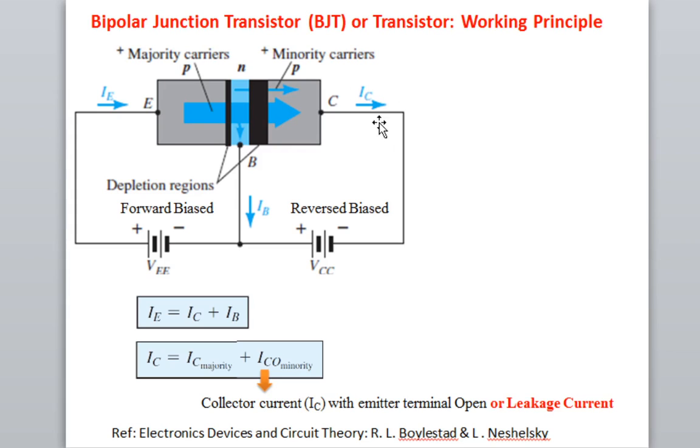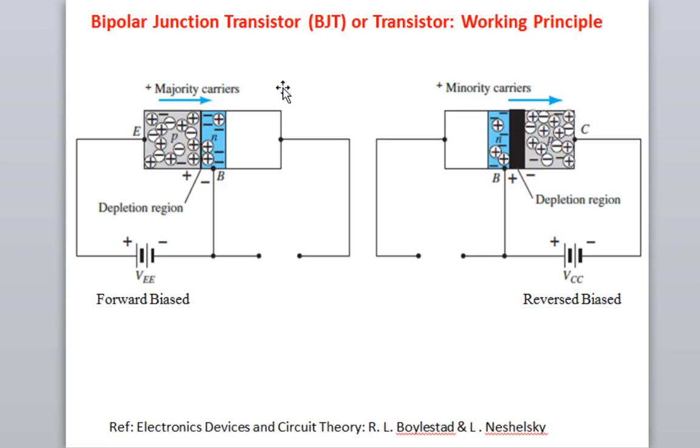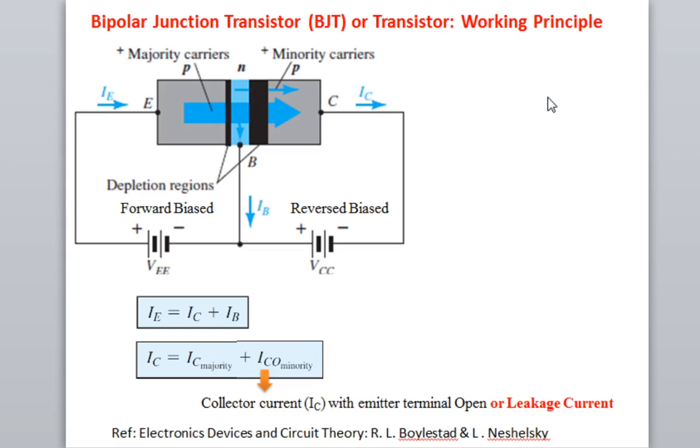And if we separately write the expression for the collector current, this collector current is basically a superimposition of two currents, that is, collector current due to majority charge carriers and collector current due to minority charge carriers, and this current is known as ICO. So this is known as the collector current with emitter terminal open, and this minority carrier current is flowing when this battery is open. That is why I have written ICO.